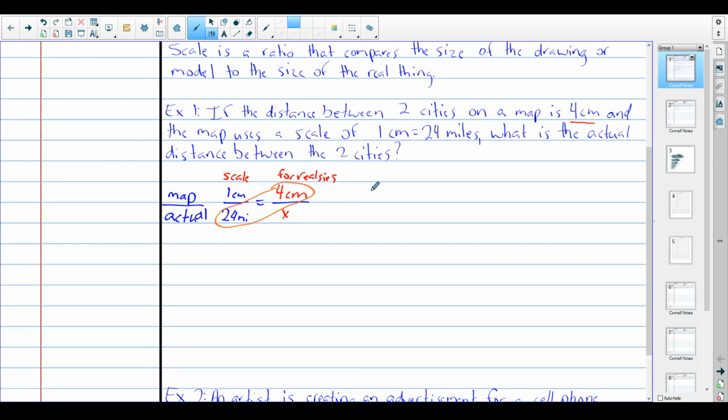I should write this down because I always write this down. Cross multiply and divide, without fail. So we've got 24 times 4, and that is 96. And then 96 divided by 1, and that's because it's a new chapter, we can work this out the long way. 96 divided by 1 is 96. So the actual distance between these two cities is 96 miles.